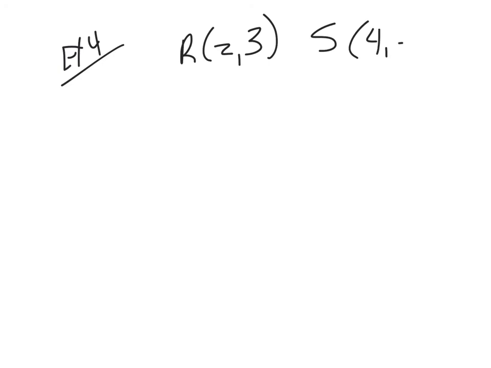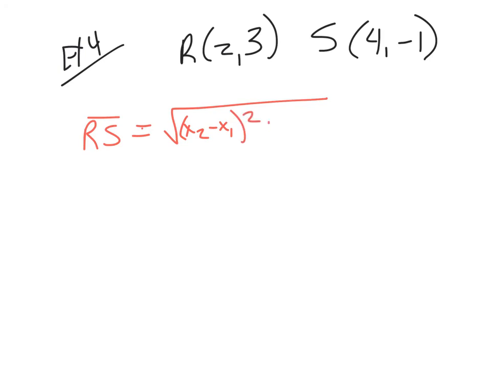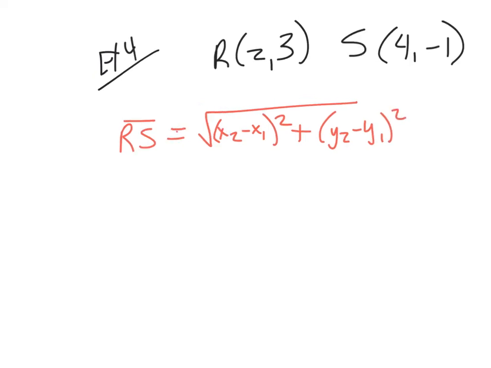So, example 4. What is the approximate length of RS? And here are my endpoints. The first, R, is 2, 3, and S is 4, negative 1. So do I have 2 points? Yes, so I can solve for RS equals, here's our formula, the square root of, let's practice writing it out, x2 minus x1 squared plus y2 minus y1 squared.